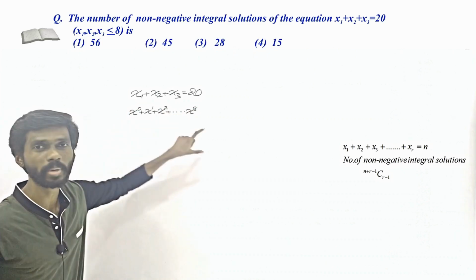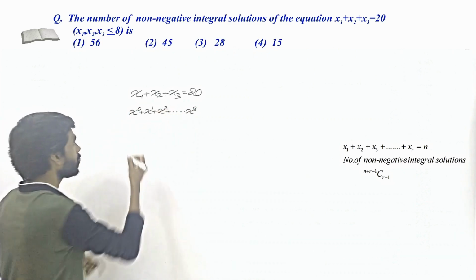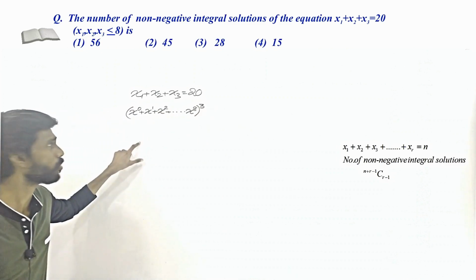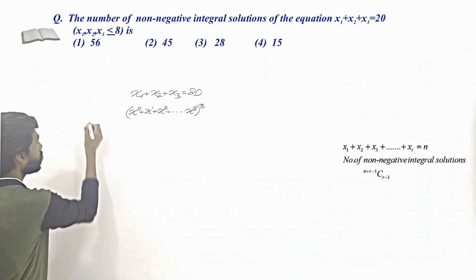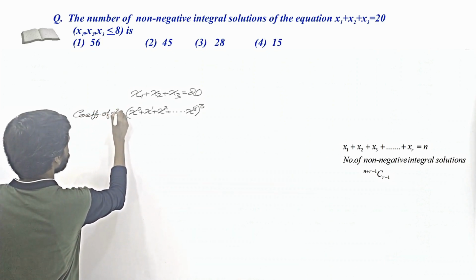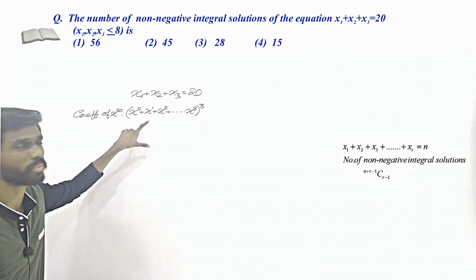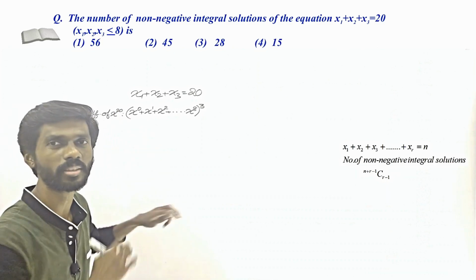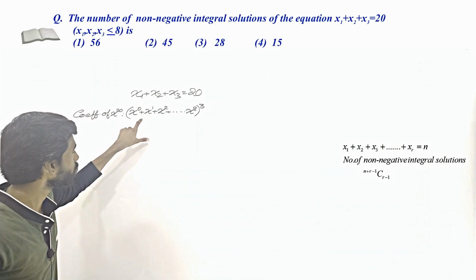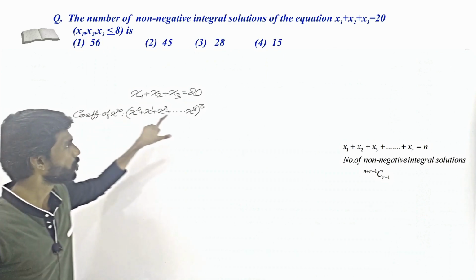So again you write the same expression. Similarly for x3, which means the same expression is written 3 times, so cube. So from this we want the total power 20. That means the coefficient of x to the power 20 is what we need to find from this expression. That is the basic idea of the multinomial application in an equation like this, right? So let us find the coefficient of x to the power 20 from this expression.